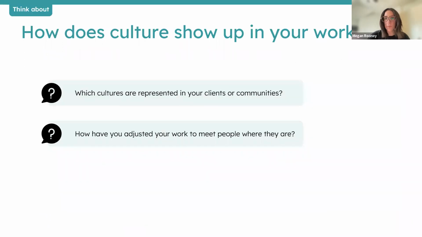Typically here we have a little discussion around culture and how this comes into play in your work. We won't have time for a discussion today, but we encourage you to think, as we go through this training, about what cultures are represented in your clients, the communities you serve, your organization, and your own personal life. How have you adjusted your work to meet people where they are, people with different cultural beliefs and practices? Have you created new programs or new processes to help meet them where they are? Just something to think about as we go through.